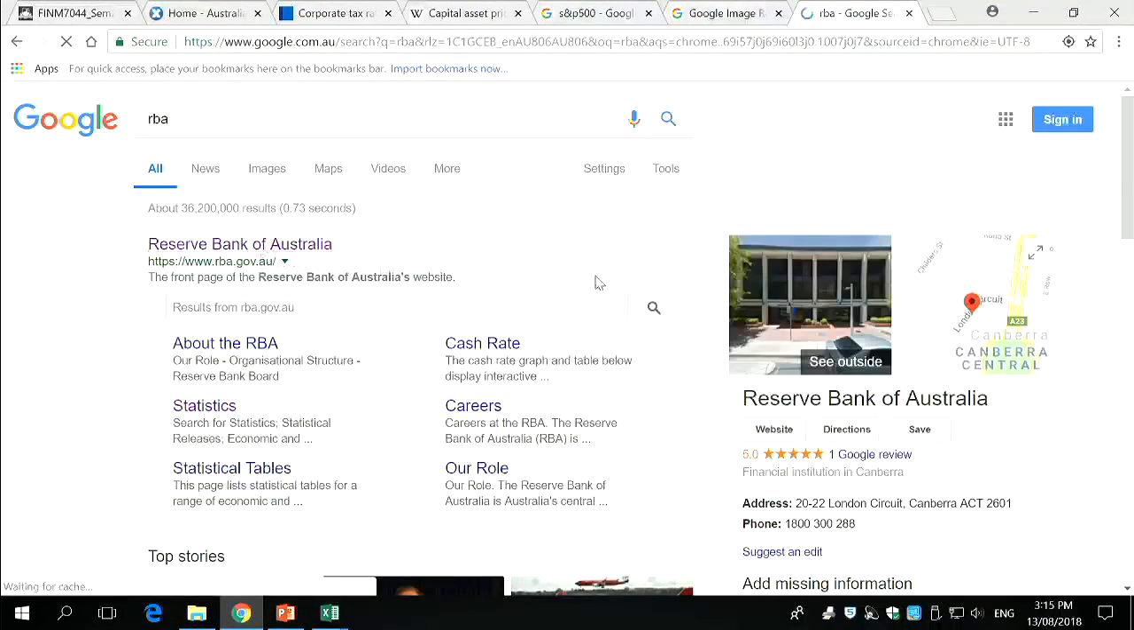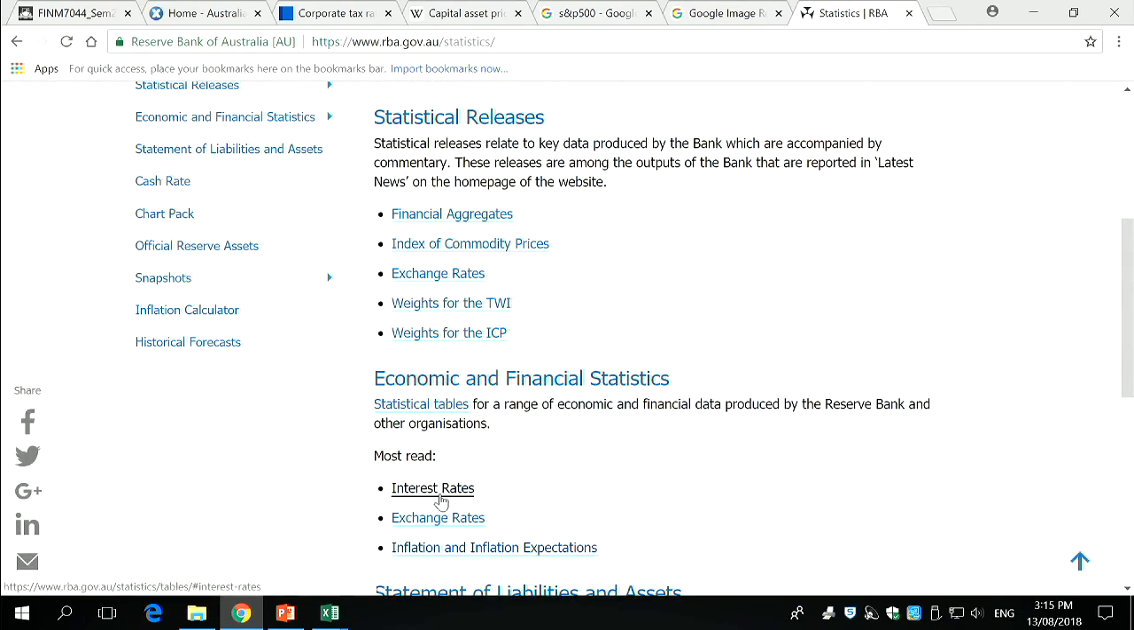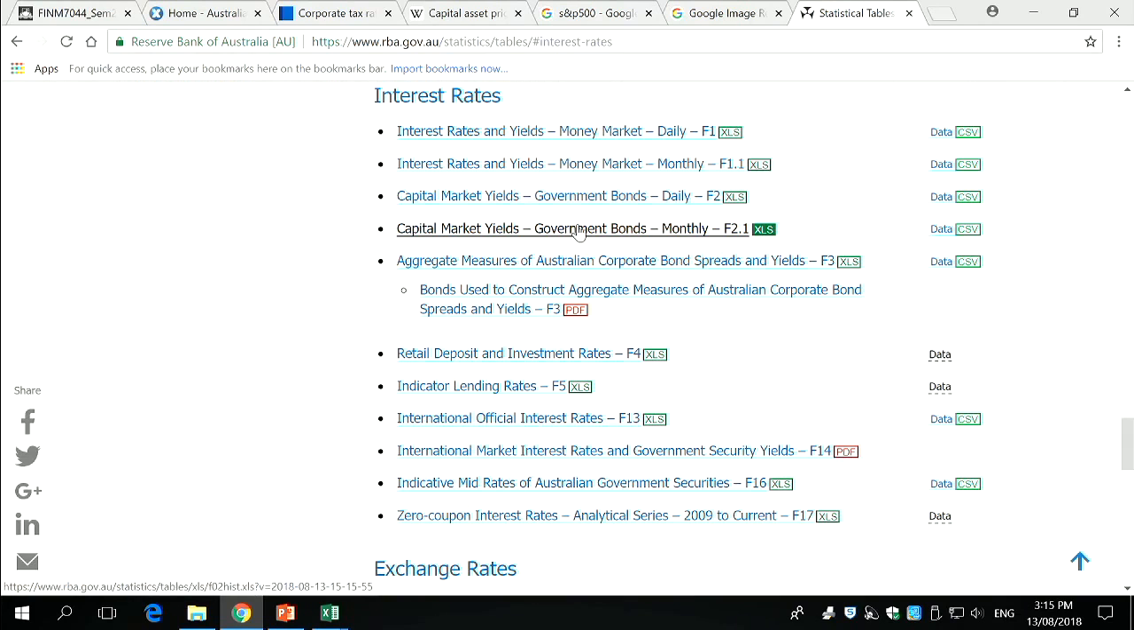Go to their website. Go to stats. Go to interest rates. Go to the capital market yields on government bonds, the monthly or the daily rate, whatever you want. Open.